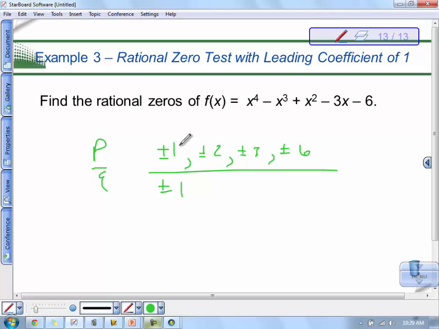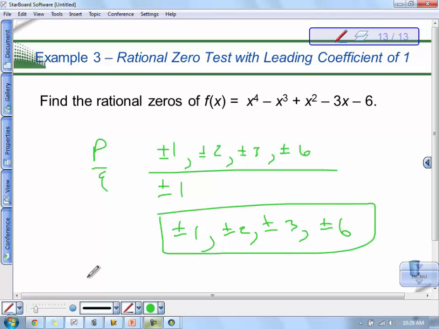Okay, positive 1 over negative 1 would be negative 1, and negative 1 over negative 1 would be positive 1. So plus or minus 1 would come from here. Plus or minus 2, plus or minus 3, plus or minus 6. So what this tells you is that these are the places where you want to check for zeros. The real zeros will be in here. So you can plug in 1 for x and see if it gives you a 0, plug in positive or negative 2, see if you get a 0. You'd have to try all of these.